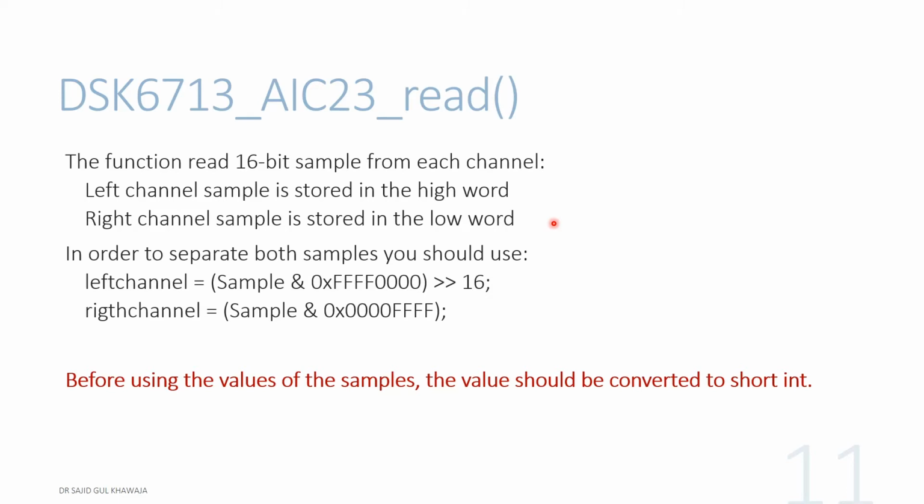individually. In order to do that, we need to somehow mask and shift the relevant bits out of this sample, rather out of this 32-bit sample. The syntax here is quite easy to understand. In order to get the left channel bits, we need to nullify the effect of least significant bits. It can be done by masking.